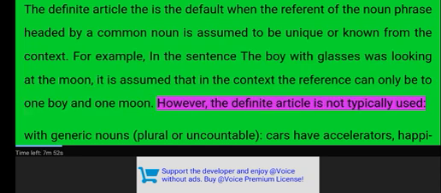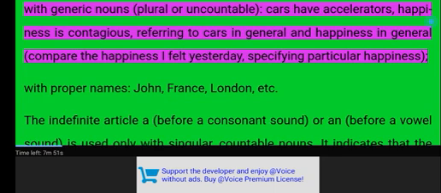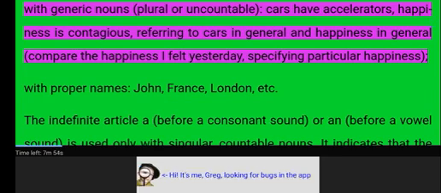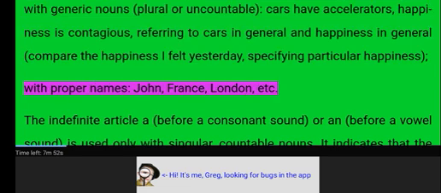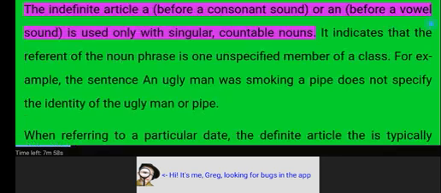However, the definite article is not typically used with generic nouns, plural or uncountable: "Cars have accelerators," "Happiness is contagious," referring to cars in general and happiness in general. Compare "the happiness I felt yesterday," specifying particular happiness. Nor is it typically used with proper names: John, France, London, etc.